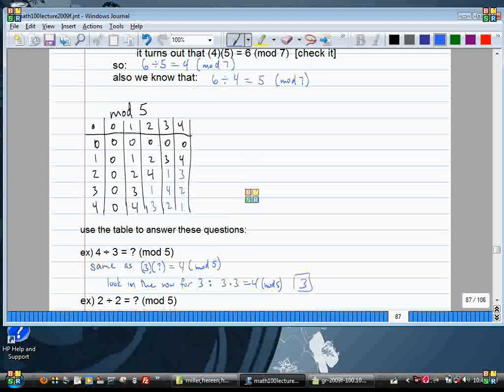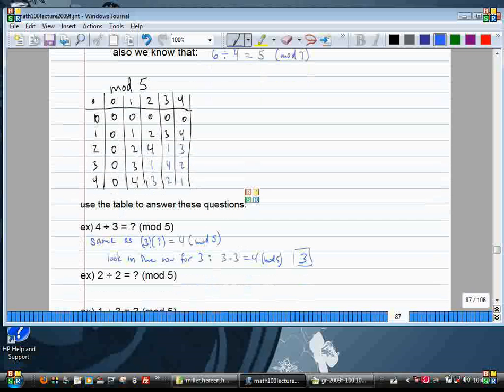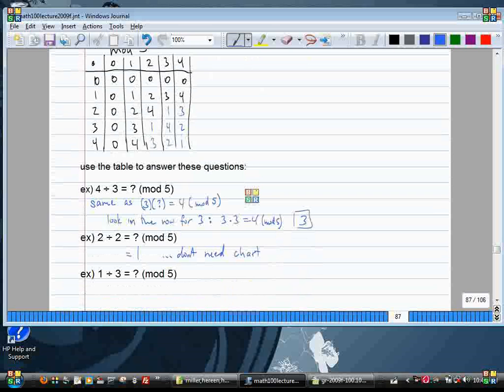So 2 divided by 2 equals what mod 5? Hint, it's easy. Right. Why is that one easy? Because you can just do 2 divided by 2. Psych. Okay. So now let's get back to the more challenging problems.